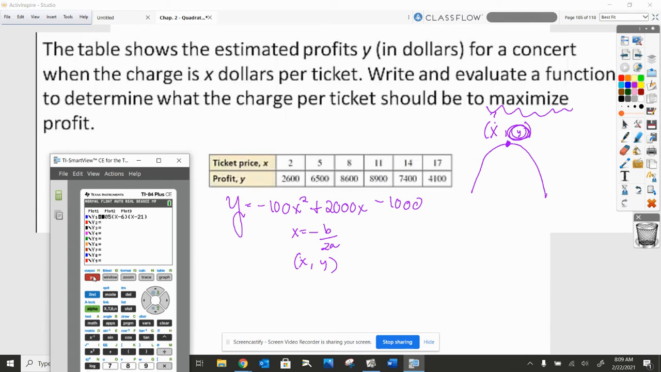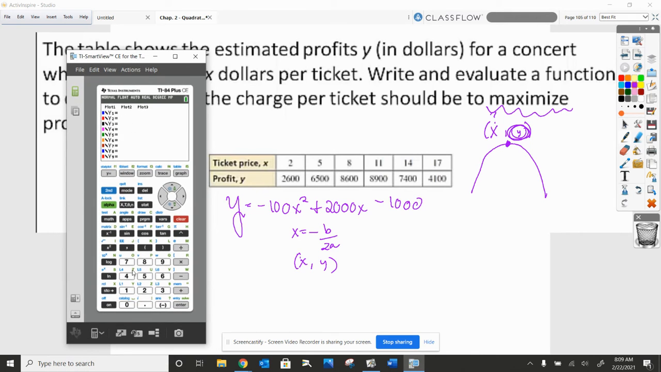I am going to use my calculator here and adjust my window. So I'm going to type in negative 100 x squared plus 2,000 x minus 1,000. I'm going to do a zoom number 6. And right now I'm like, what is happening? I only see a line. That is because it is just a piece of this big parabola.